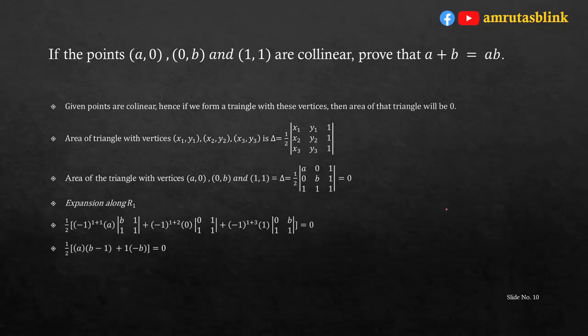Hence, 1 by 2 into bracket a into bracket b minus 1 plus 1 into minus b is equal to 0. That is, ab minus a minus b is equal to 0. Hence, minus a minus b is equal to minus ab, that is a plus b is equal to ab, and hence it is proved that a plus b is equal to ab.